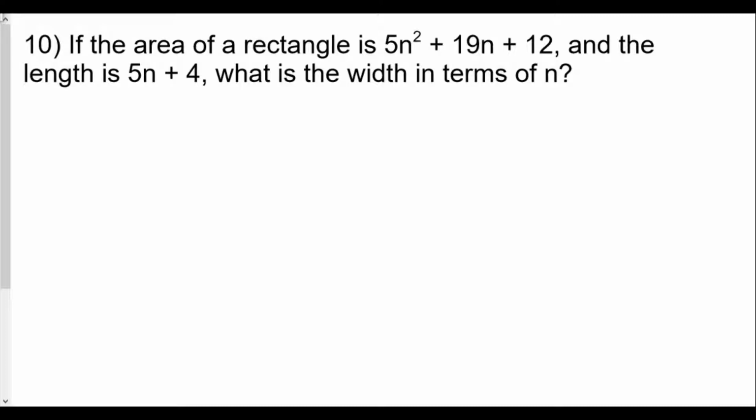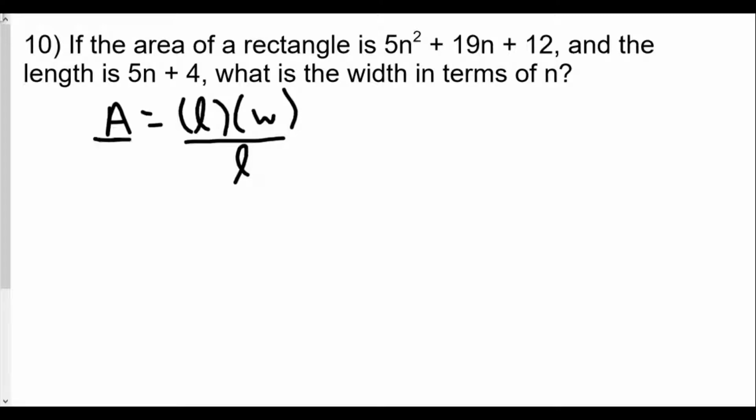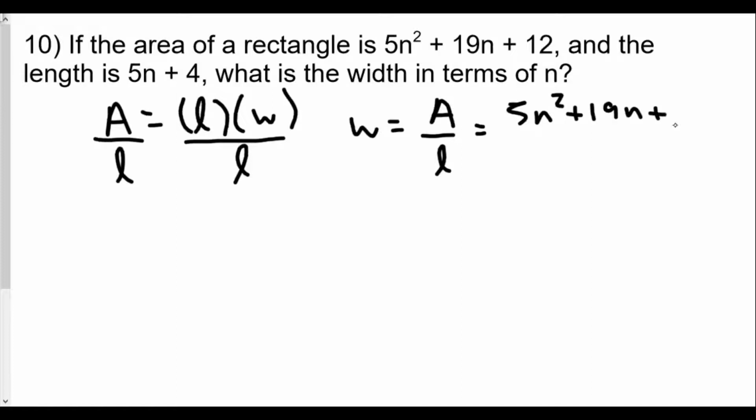Well, remember, the area of a rectangle is length times the width. So if I want to find the width, I'm going to divide both sides by the length. So that means the width is equal to the area over the length, which is, in this case, 5n squared plus 19n plus 12, all over 5n plus 4.